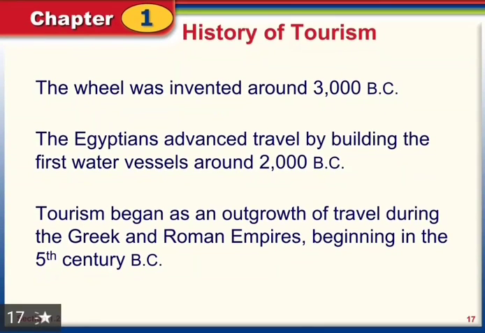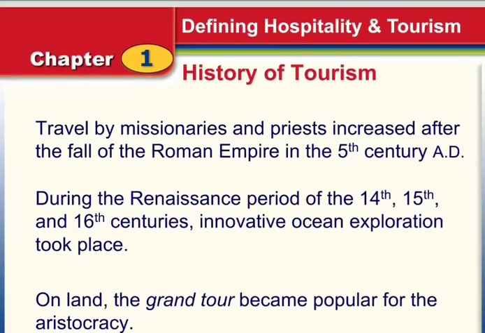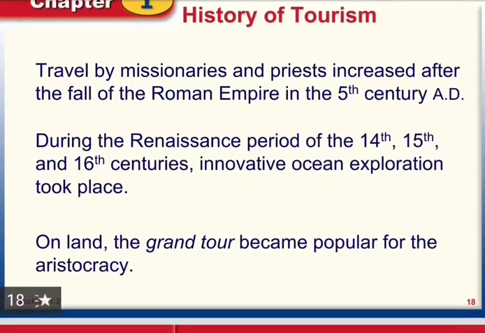The wheel was invented around 3000 BC. The Egyptians advanced travel by building the first water vessels around 2000 BC. Tourism became an outgrowth of travel during the Greek and Roman emperors beginning in the 5th century BC. Travel by missionaries and priests increased after the fall of the Roman Empire in the 5th century AD. During the Renaissance period of the 14th, 15th and 16th centuries, innovative ocean exploration took place. On land, the grand tour became popular for aristocracy.